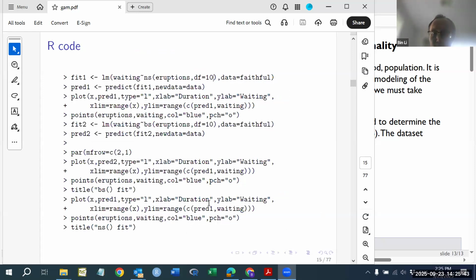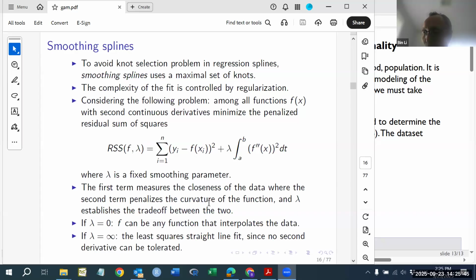Okay, so now let's say we have a very objective approach. And that's called the smoothing splines. Smoothing splines avoid the knot selection problem in the regression splines that we talked about before, because the smoothing spline uses a maximum set of knots. Okay, so what is a smoothing spline? Smoothing spline considers this question: we want to find a function f.